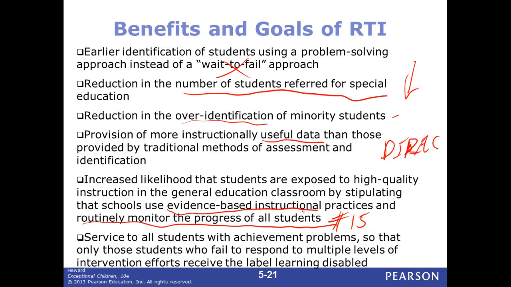What would be routinely monitor the progress of all students? How would they do that? That's number 15. Mark that 15 when you put it in there.